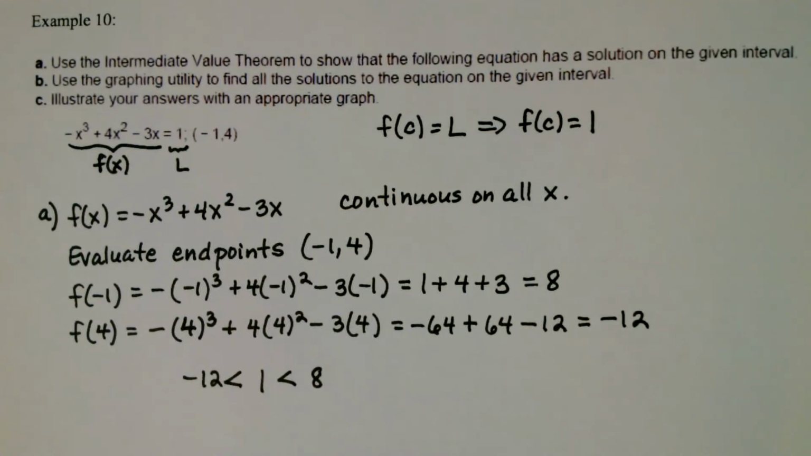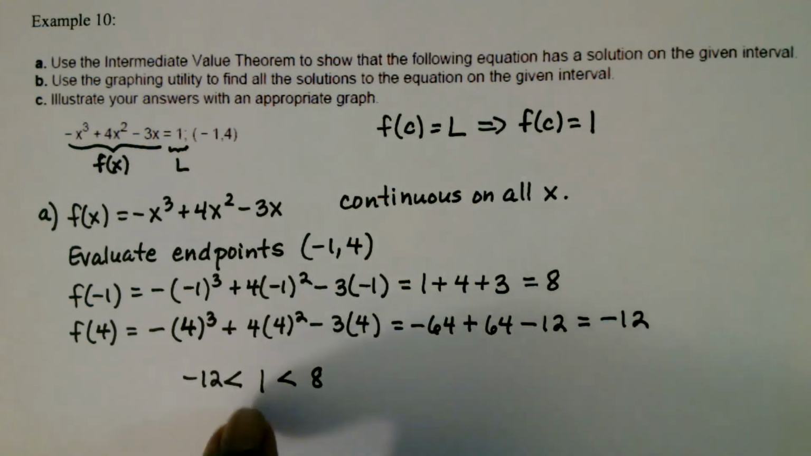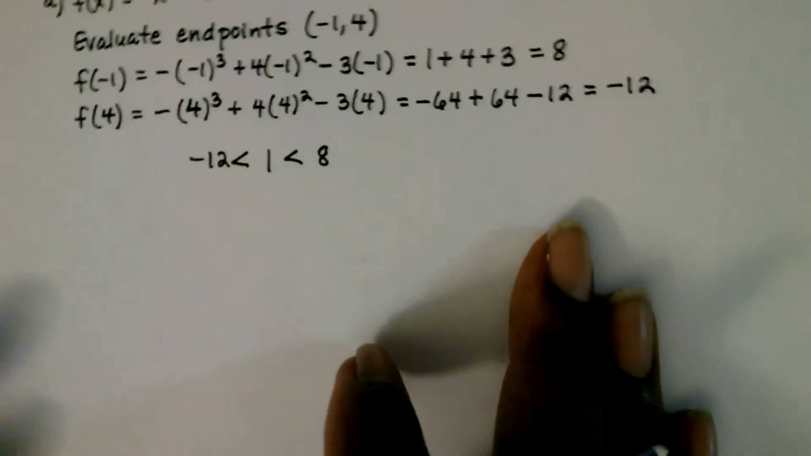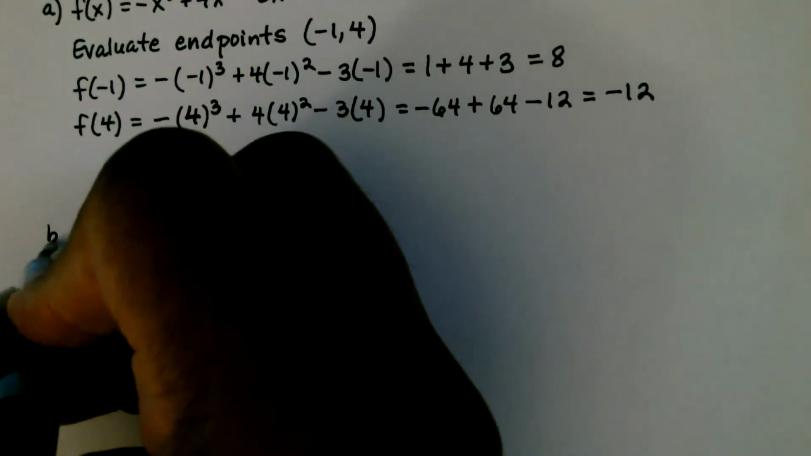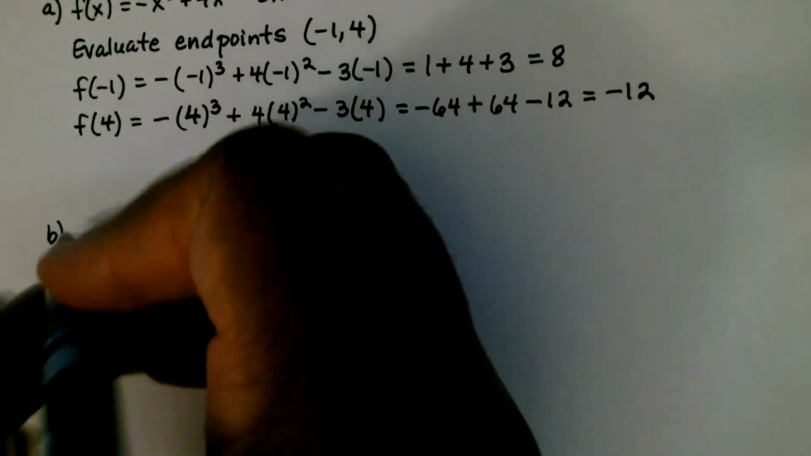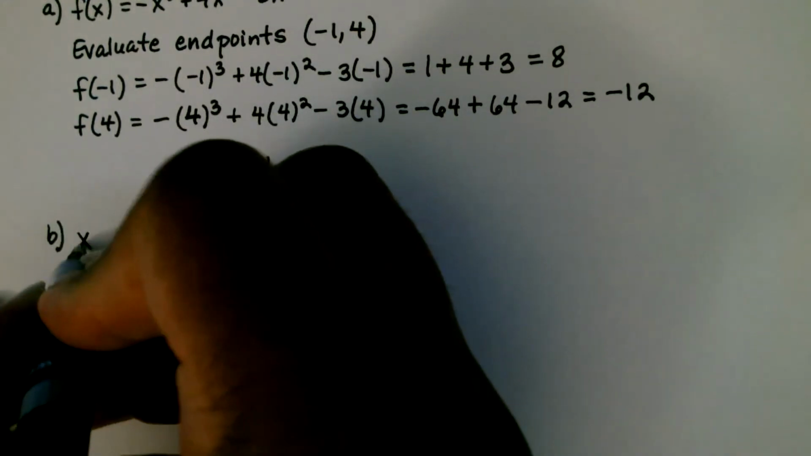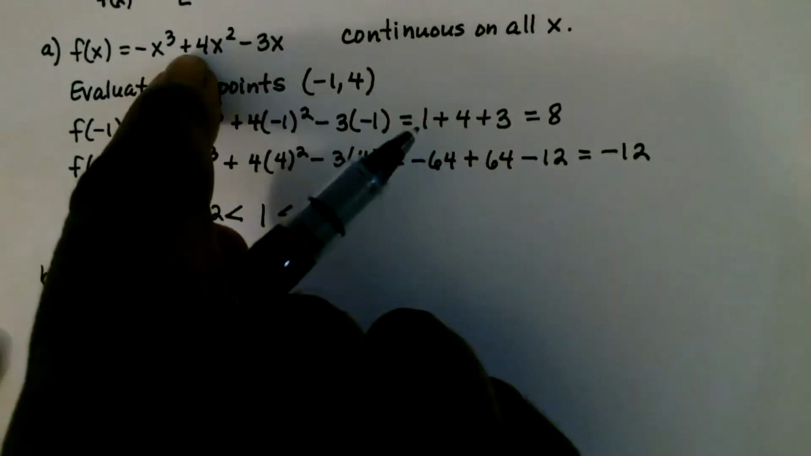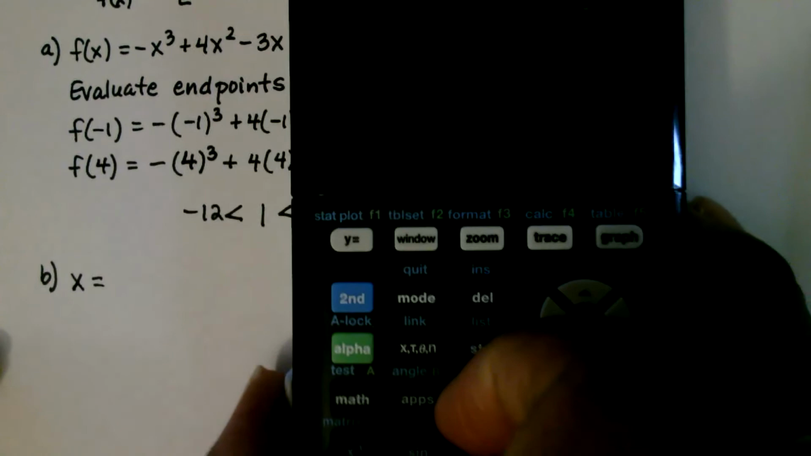So there is a value of x where f of whatever that is will be equal to 1. Okay. Now in part B, we're going to find out what our x values are. Okay. Now to do that, we need to graph this in our graphing utility.